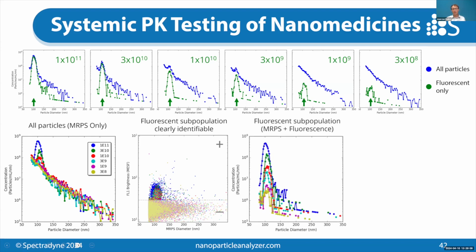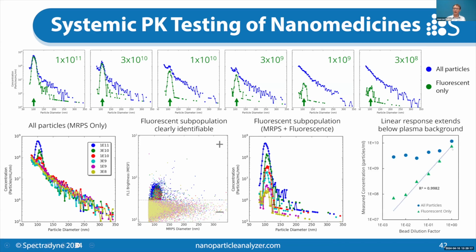If we gate to just the fluorescent subpopulation, then these are the distributions that we get. And if we measure the concentration as a function of dilution factor for the fluorescent population, we get a very good linear response, all the way down to almost 100-fold lower concentration than the plasma particles themselves. So here the spike-in is at 100-fold lower concentration than the plasma, and we're still able to detect them accurately in this sample.